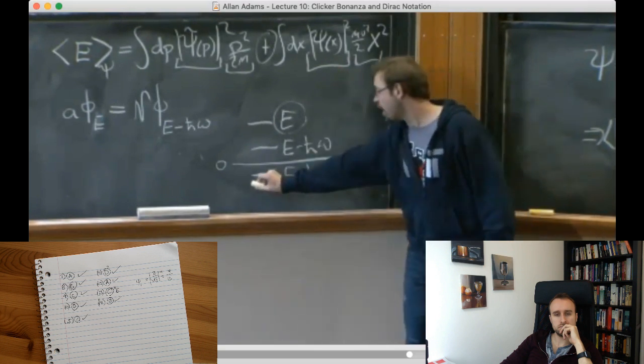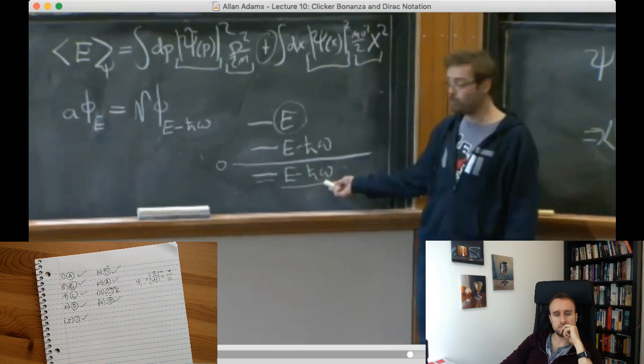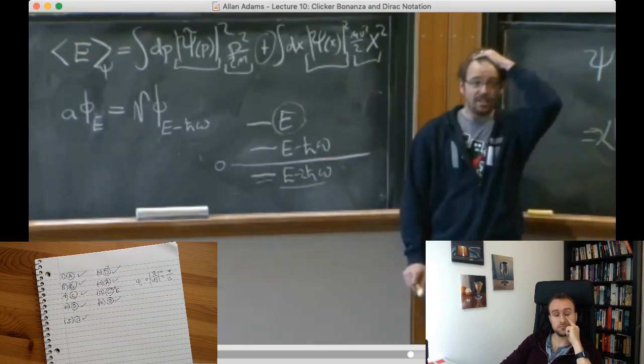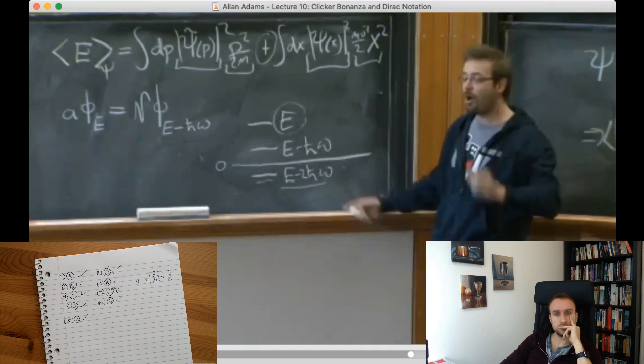But if we were in this energy eigenstate, and we measured the expectation value of energy, this is the value we would get, which would be negative. Oops, that's a 2. So something is amiss. How can this possibly make sense?